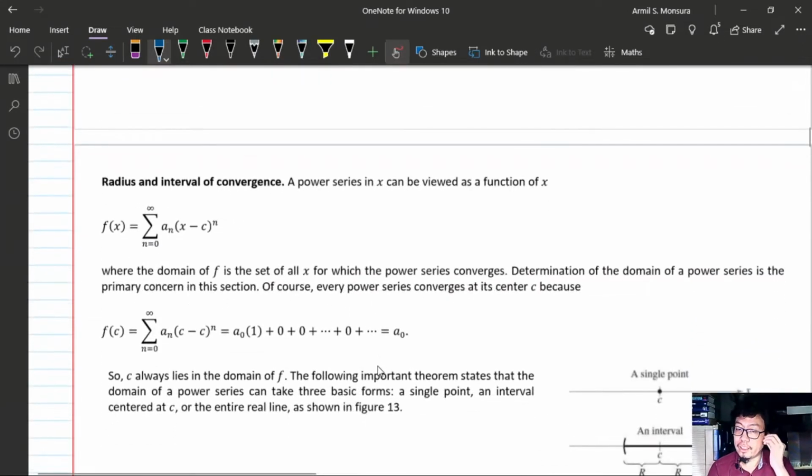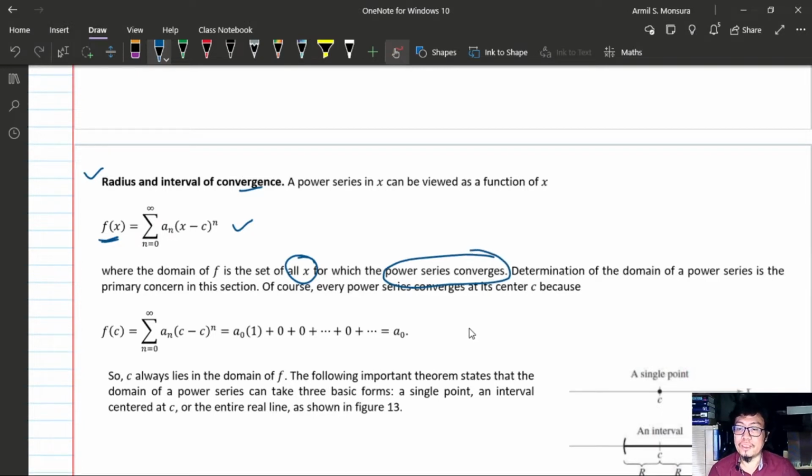We will define another concept related to the infinite power series, the radius and interval of convergence. A power series in x can be viewed as a function of x, such as this one. So we have a power series on the right side, which is equal to a certain function f of x, where the domain of f is the set of all x for which the power series converges. So we can only have function values for f for all those x where the power series converges.